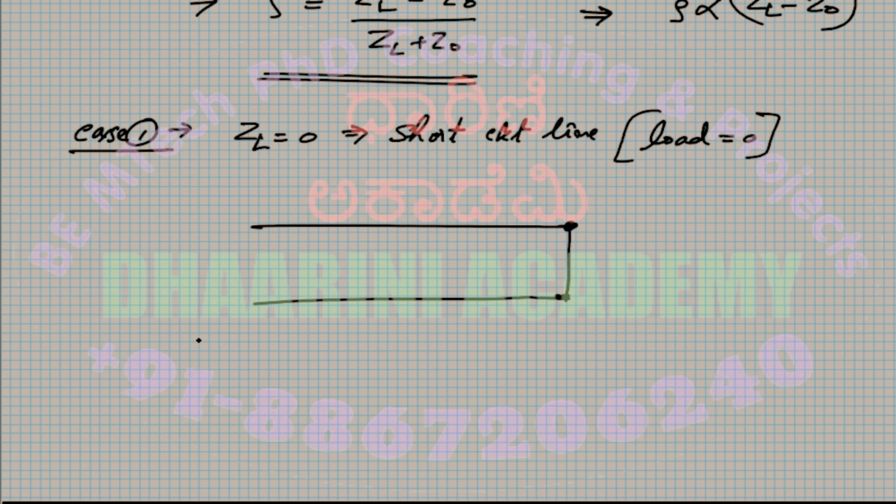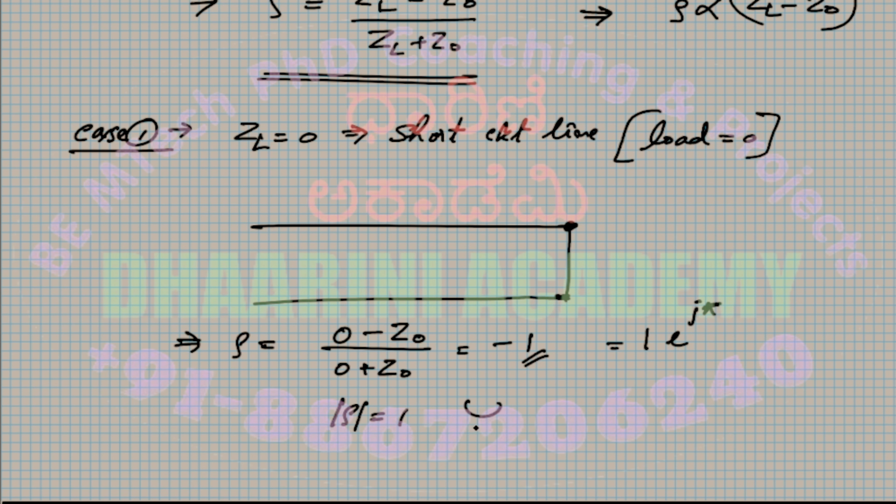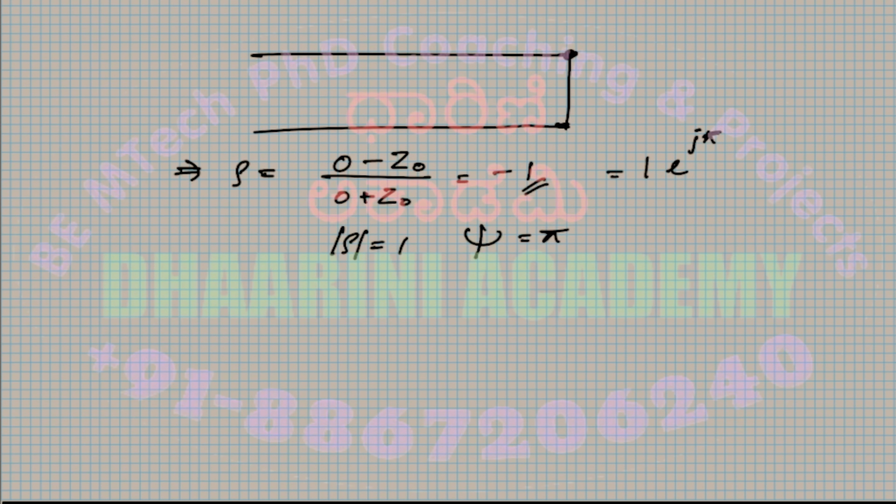Now do the calculation. This implies in such case, what happens to the rho value? ZL is 0, so 0 minus Z0 divided by 0 plus Z0. So the rho value becomes equal to minus 1. All right. So I know that this can be written as 1 e to the power j pi, correct? Because angle pi is going to generate a minus 1 over there. So magnitude of rho is equal to 1 and the psi value is equal to pi. So that's the indication whenever you have a short circuit at the end.